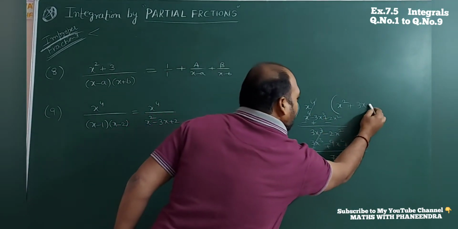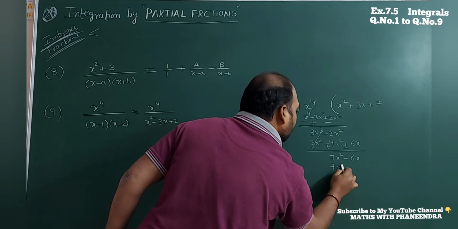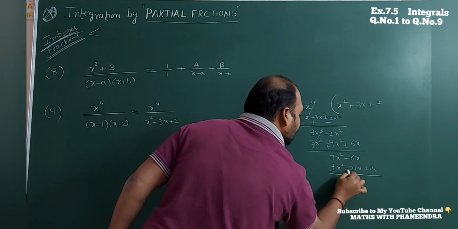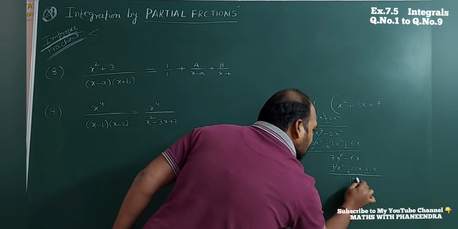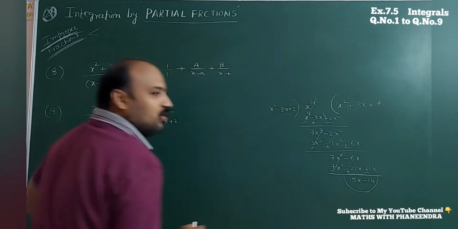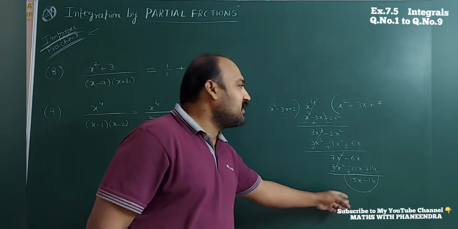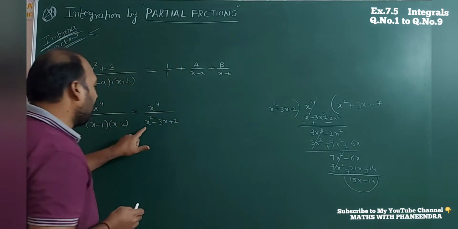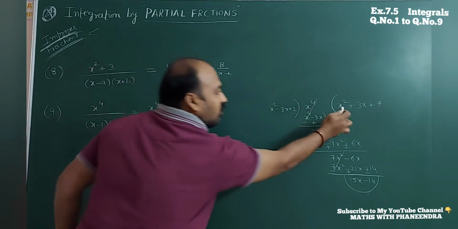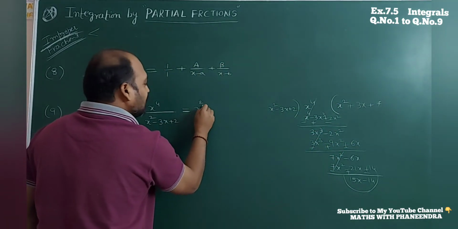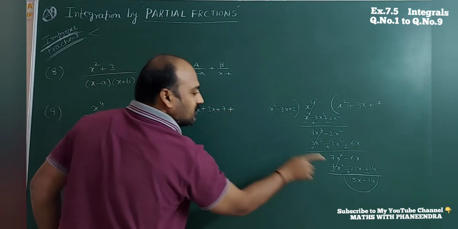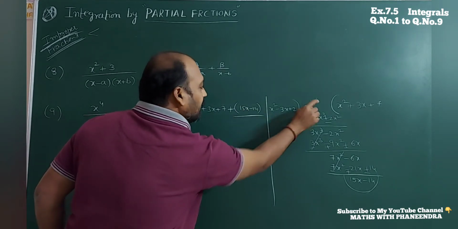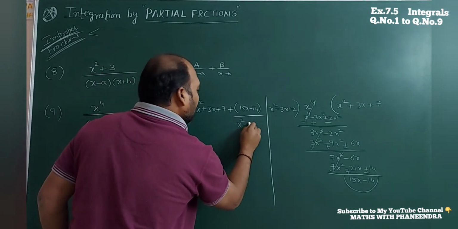Again, plus 7 times: 7x², minus 21x, plus 14. These two will cancel. Here we get 15x − 14. We can stop here, we cannot move further, because the degree of this remainder is less than the divisor. So x⁴ over x² − 3x + 2 can be expressed as the quotient x² + 3x + 7 plus the remainder 15x − 14 divided by x² − 3x + 2.